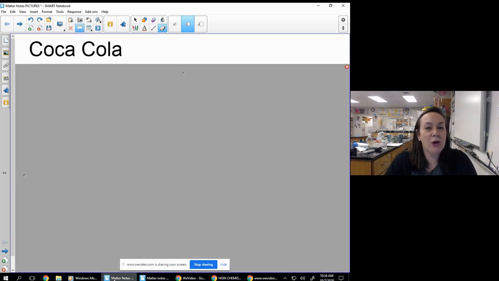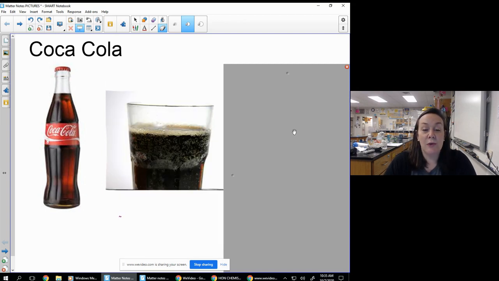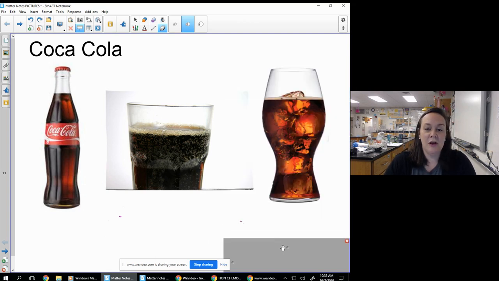Coca-Cola. What do you think of when you think of Coca-Cola? Do you think of just a brown liquid? Do you think of a liquid with maybe some fizz in it? Or do you think of it maybe with ice in it as a beverage? So first of all, Coca-Cola is not an element. It has other things in it, and it's not a compound. There's sugar, and there's coloring, and there's carbon dioxide, and there's a whole bunch of stuff in Coca-Cola. So it is a mixture.